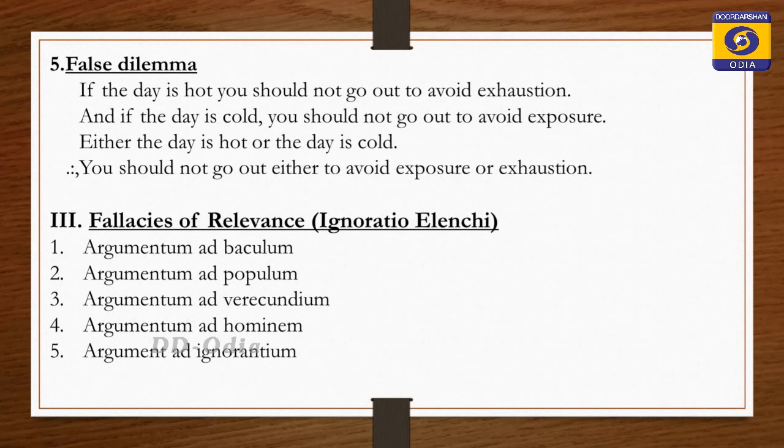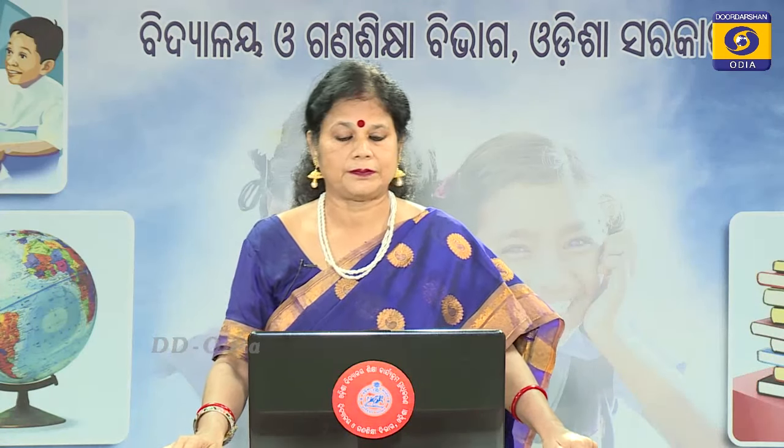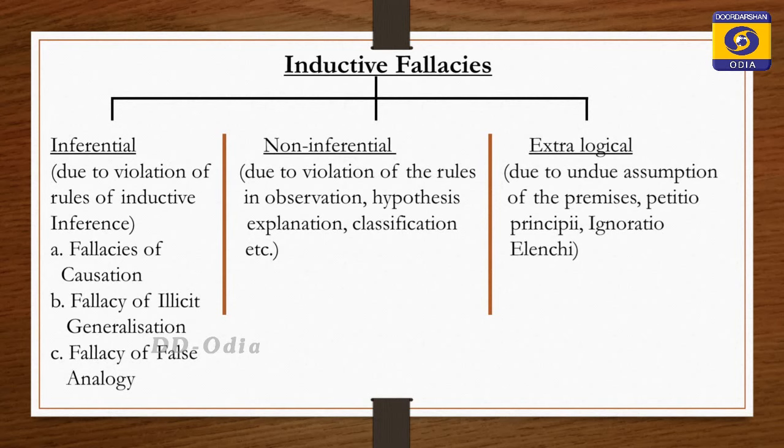Now, we have fallacies of relevance. And under fallacies of relevance, we have ignoratio elenchi, argumentum ad hominem, ad populum, ad ignorantiam. So, all these fallacies are there, we will discuss later on. Now, we will move to the inductive fallacies. You know, there are deductive arguments, there are inductive arguments. And fallacies are committed in both deductive arguments and inductive arguments.